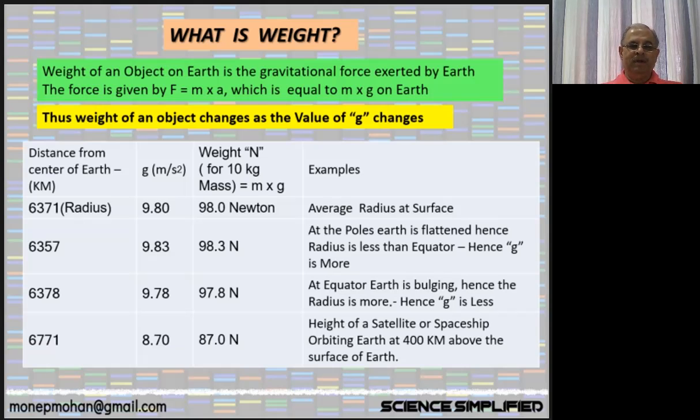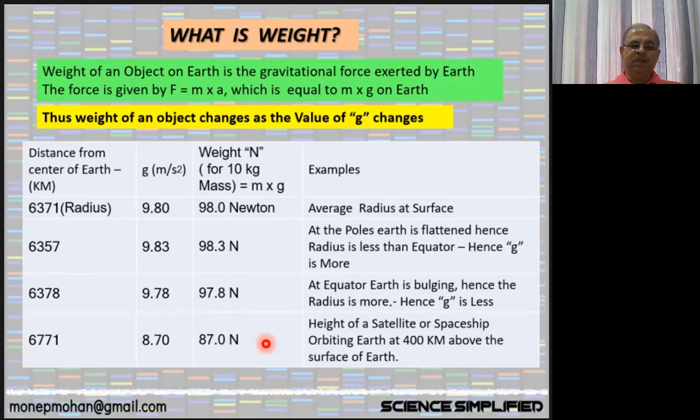Going back to the earlier table, we now find that the average weight on Earth of a mass of 10 kg is 98 newtons. But at the pole, it will be higher, 98.3, because the value of g is more. The same mass of 10 kg will weigh 97.8 newtons at the equator because the radius is more and g is less. Whereas the weight inside the spaceship will be 87 newtons.